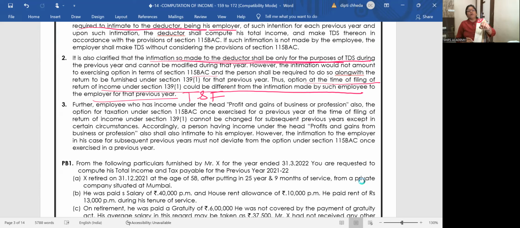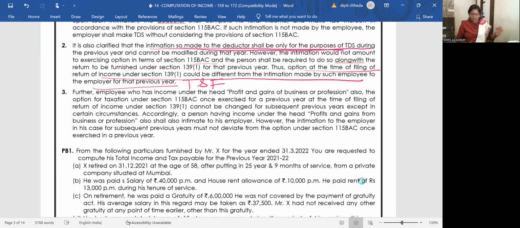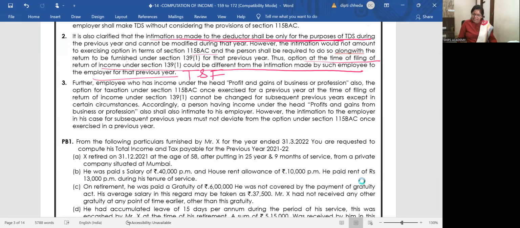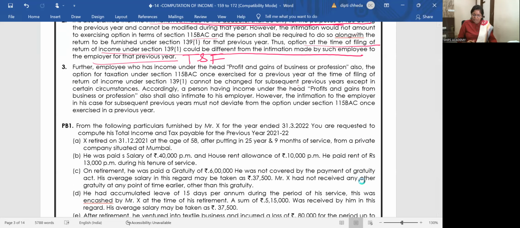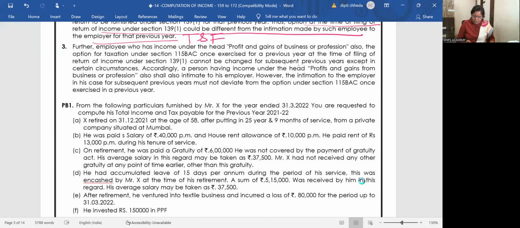Can employee change the option? Yes. But once he intimates to employer, employer will continue the same for 12 months. Don't confuse your employer. Further, who has income under business and profession also, for opting 115 BAC once exercised at the time of filing cannot be changed, except if you are an employee also. And if you are having business income, then decide once, you can't come in and out. And if you want to come out, you can't go in. Same story. However, intimation to employer in a subsequent previous year must not deviate from the option. So it's all same. That's all.